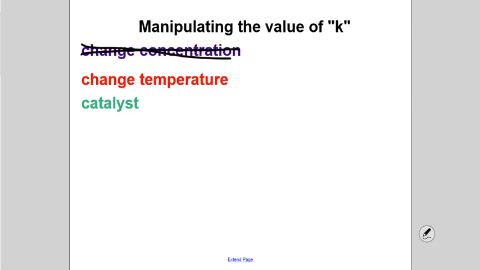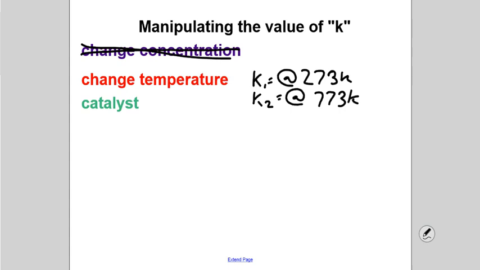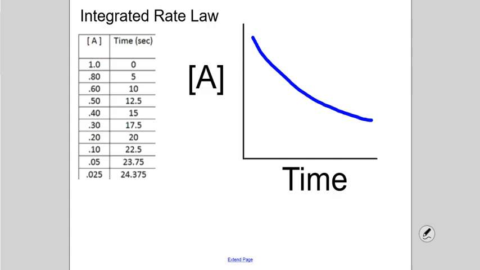Whereas the value of K will change with temperature. So K will equal one thing at 273 Kelvin, and you'll have a different K, like K2, at like 773 Kelvin. So different temperatures have a different K value, and then catalysts are a completely different mechanism, so they have a completely different K. When we talk about catalysts and mechanisms, you'll see why they have a different K later on.